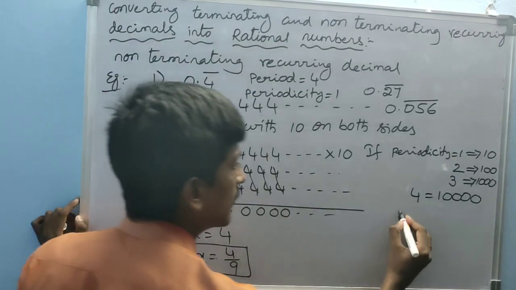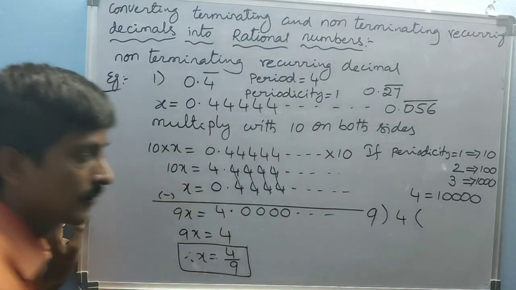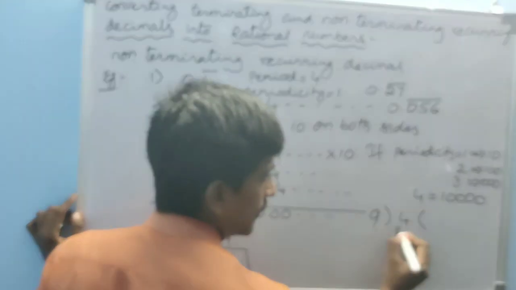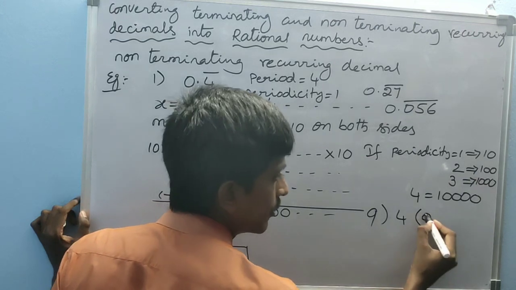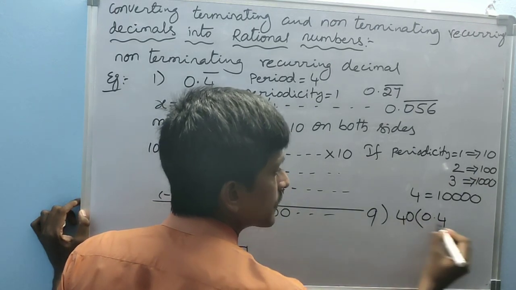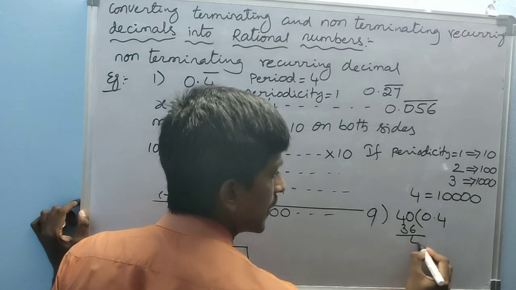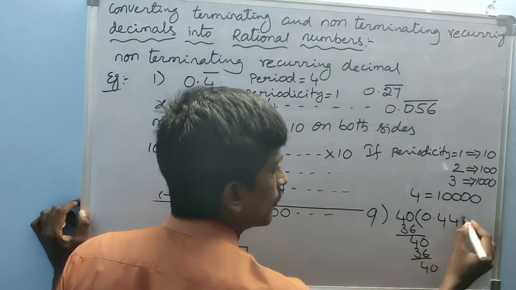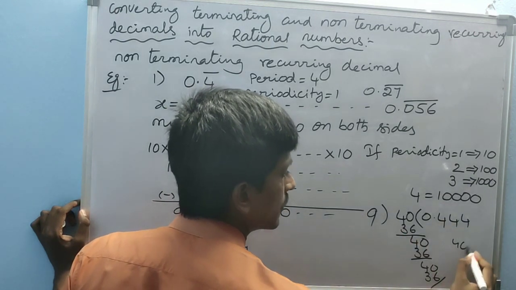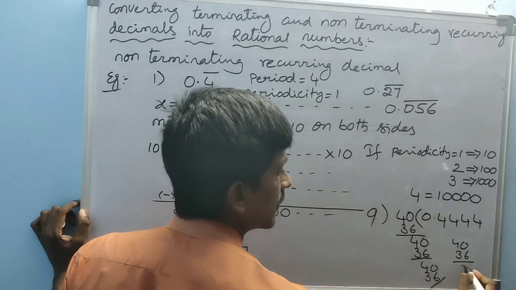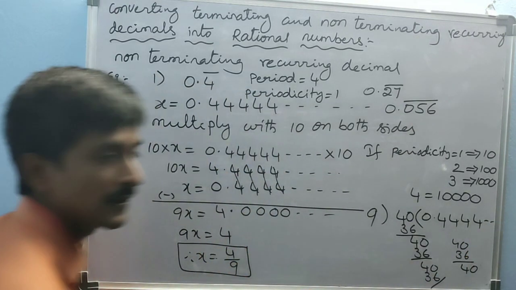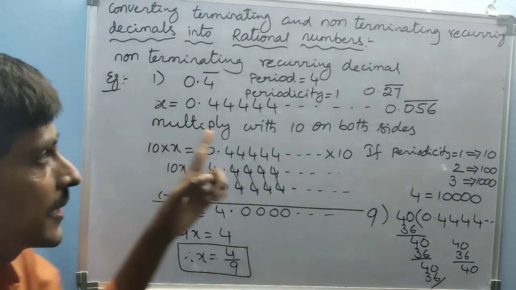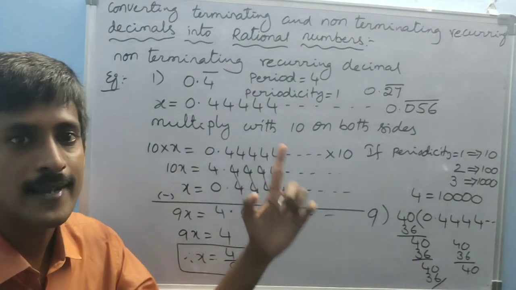Again, rational form can be converted into a non-terminating recurring decimal. Is it true or false? Once you check: 9 ones 9, it is more than, so 0.0, 4 times 9 is 36, remainder is 4, 0. 4 times 9 is 36, remainder 4, 0, and so on. Is it clear? This is the conversion of a non-terminating recurring decimal into a rational number.